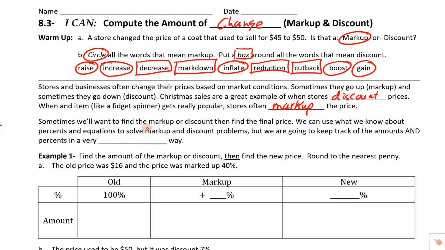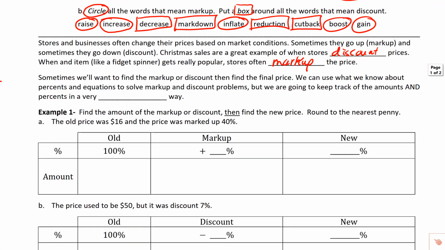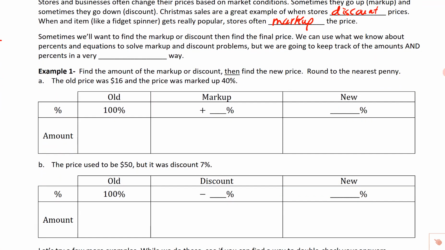Now, there are times where we'll want to find the markup or discount and then find the final price, and we can use what we know about percents and equations and stuff like that in order to solve these markup and discount problems. But here's what we're going to do. We're going to keep track of these in a very, very organized way. And by keeping track of them in an organized way, we're going to understand more about how percents work and how we can apply those to solve more difficult problems. So we want to do this in a very specific way. We want to find the amount of the markup or discount, then find the new price, round to the nearest penny.